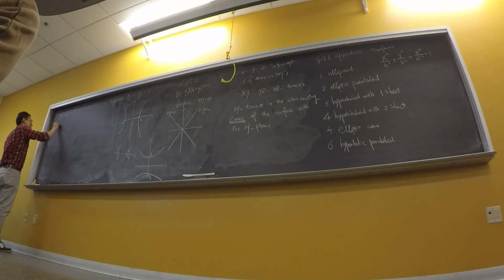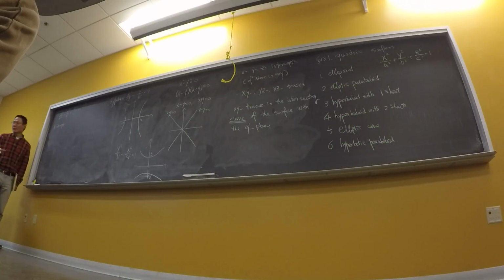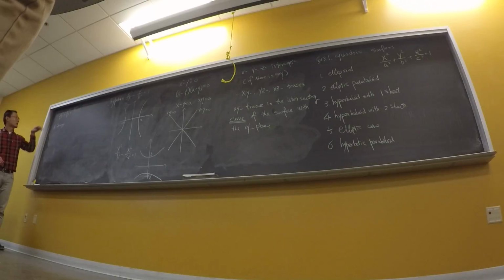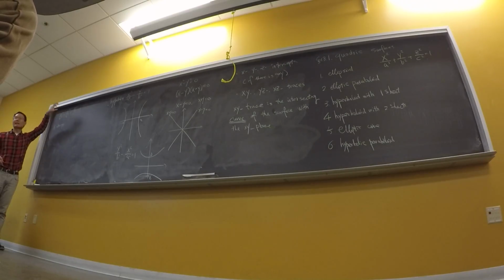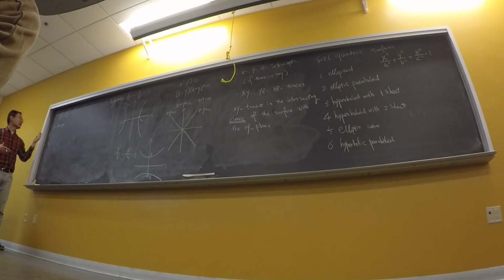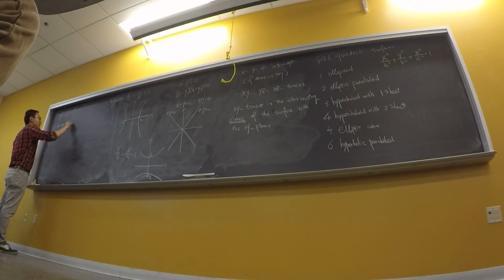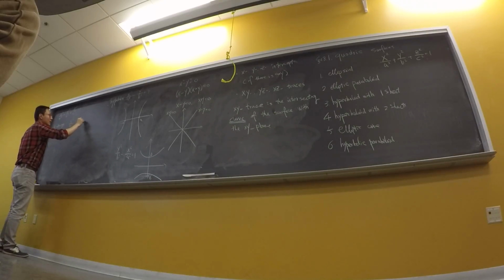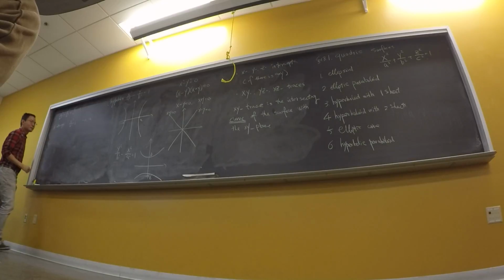X intercept. If I want to figure out the x-intercepts, what are we doing? We said y and z are both equal to 0. Right? The intercepts are the intersection between the surface and axis. On the x-axis, y and z are both equal to 0. So we're getting x squared divided by a squared is equal to 1. So the two intercepts are minus a and a. Okay? Minus a and a.